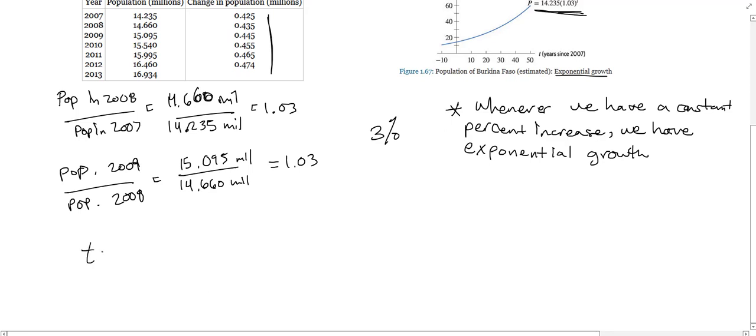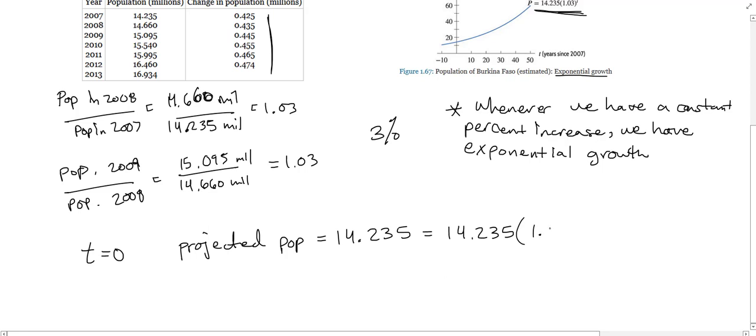So we'll say when t is 0, that's like our starting year, that's 2007. And so the initial, we'll call it projected, population in 2007, so when t was 0, is really actually what we had to start with, 14.235. And so that is equal to 14.235 times that number 1.03.